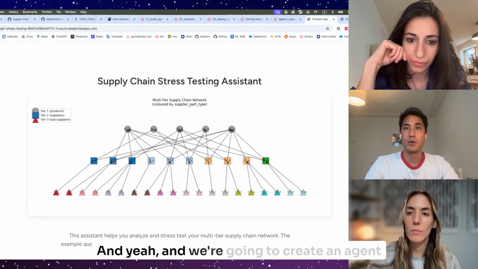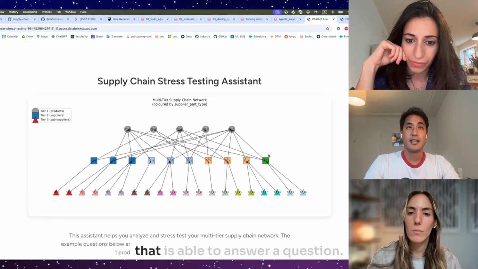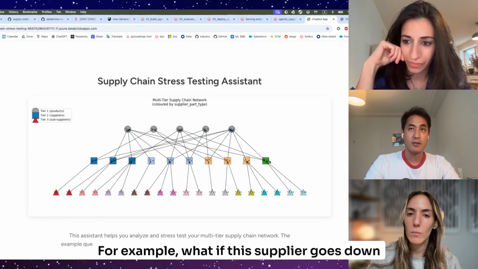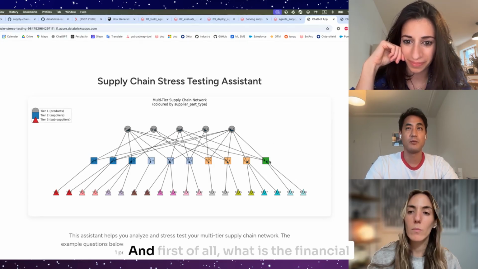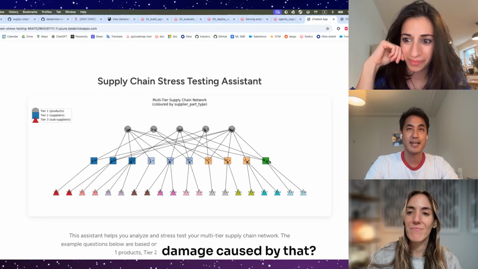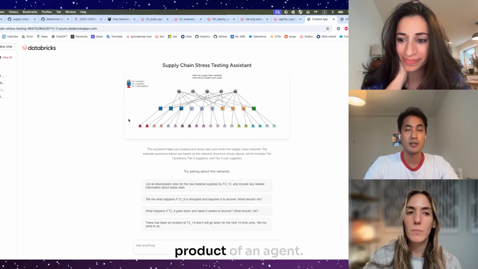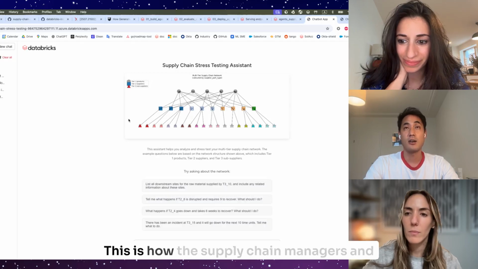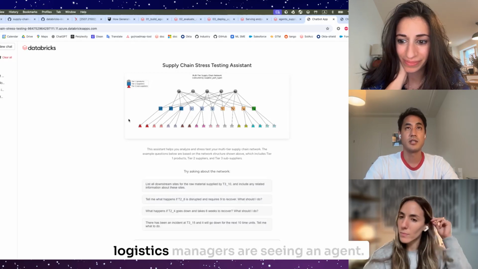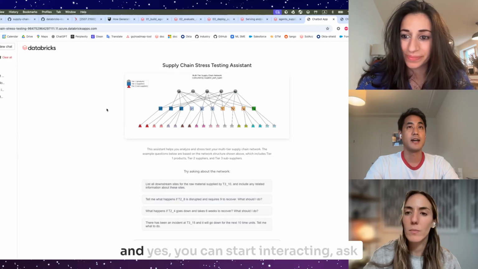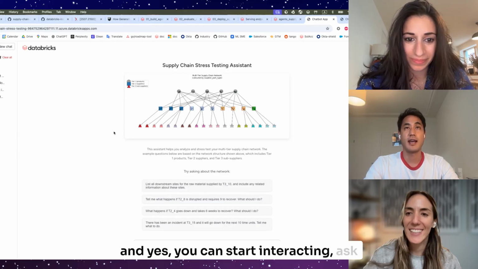And we're going to create an agent that is able to answer questions. For example, what if this supplier goes down and what should we do? And first of all, what is the financial damage caused by that? So this is the front end, the final end product of an agent. This is how the supply chain managers and logistics managers see an agent. This is hosted in Databricks apps. Yes, you can start interacting and ask questions.